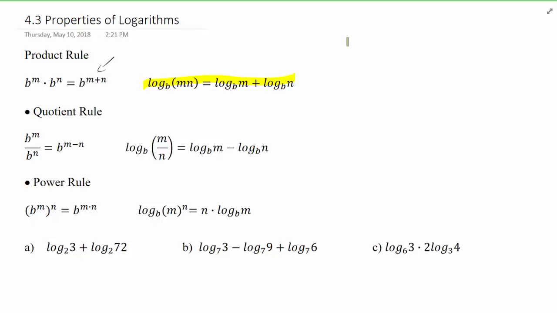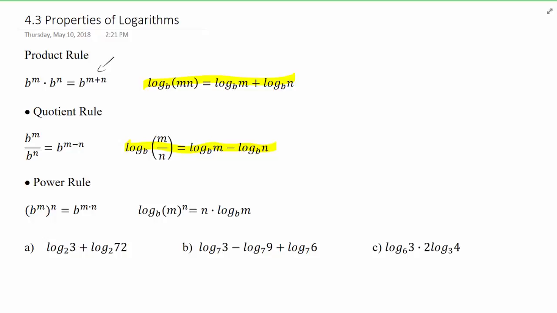You might be wondering, what about division? All of this is about multiplication. Well, the same goes for division in both functions, both an exponential function and a logarithmic function. What we have here is basically the inverse operation of the product.